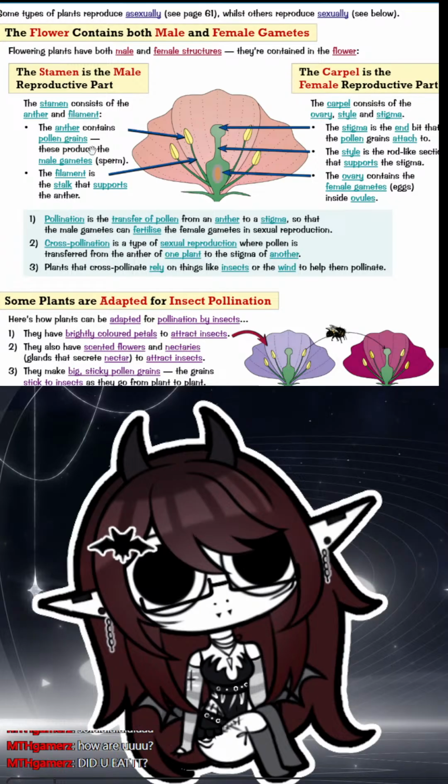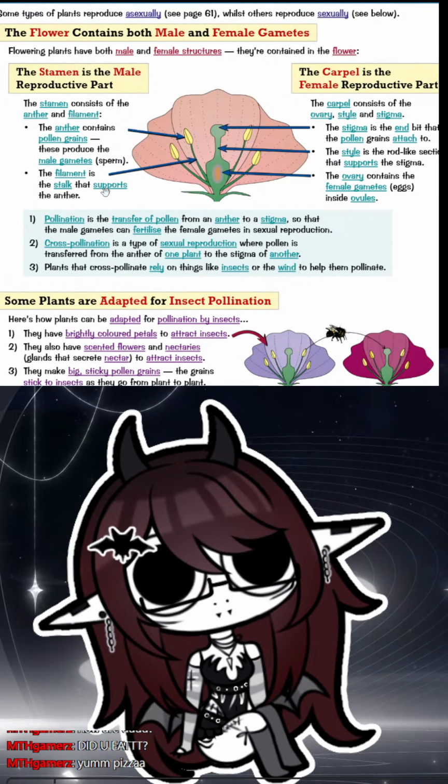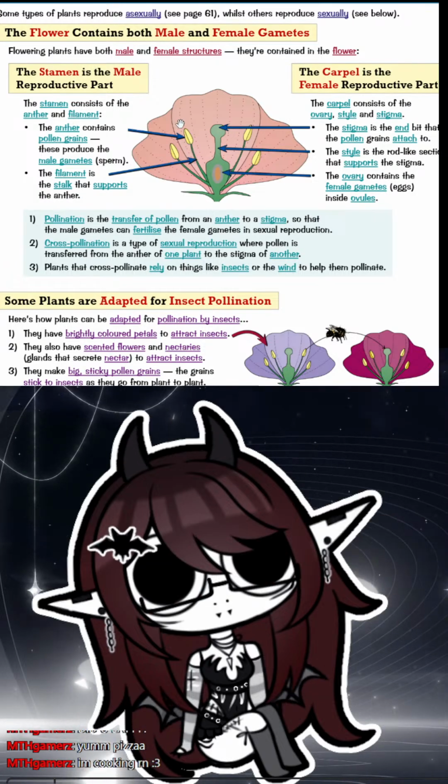Now, the second part of this. The filament is the stalk that supports the anther. So the filament just holds the anthers up. It gives them strength, or else they just fall down. Now, let's go over the female part of the flower.